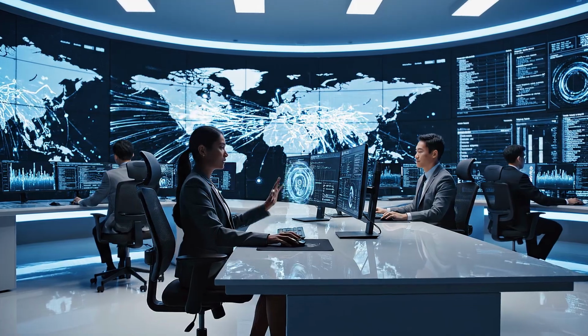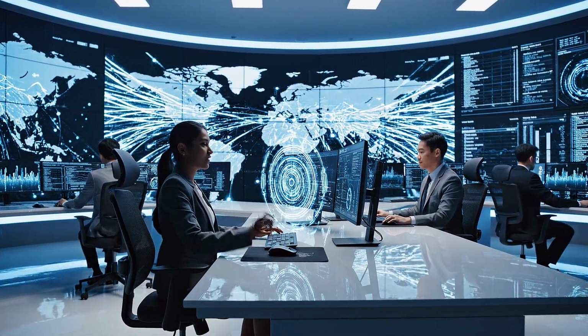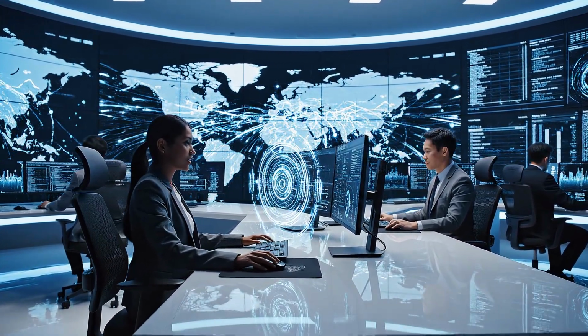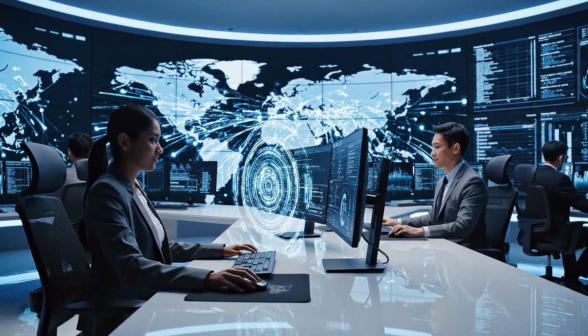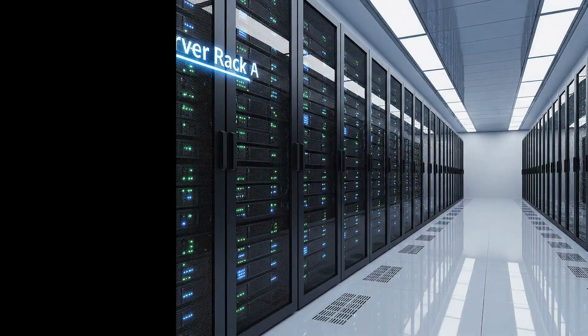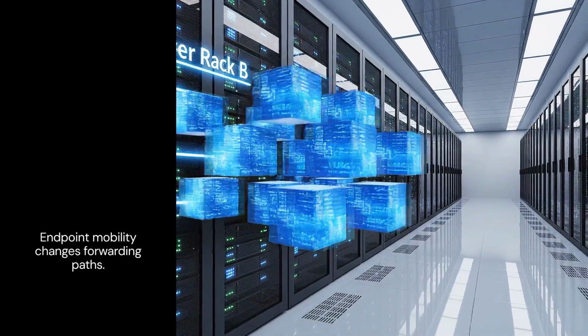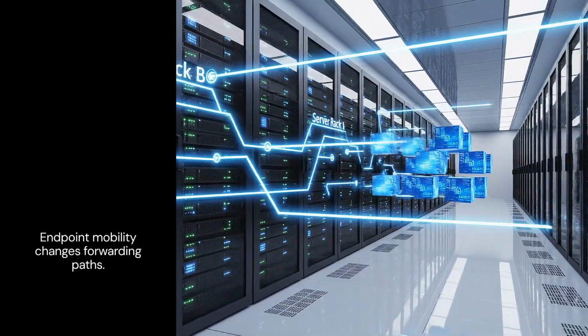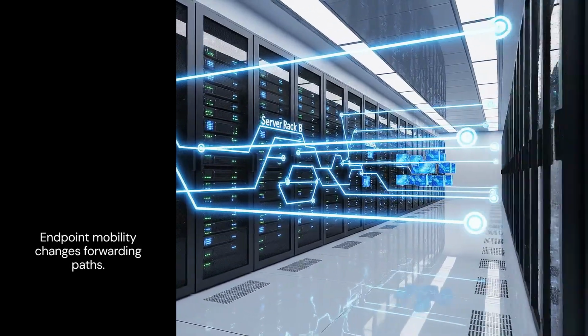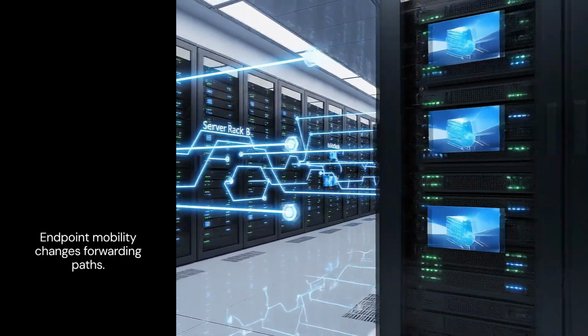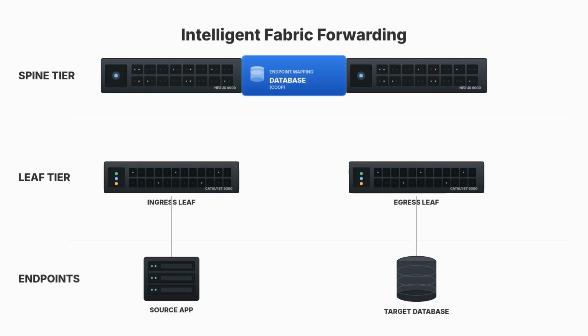If that endpoint moves, the fabric updates its views so traffic goes to the new attachment point, not the old one. That's why endpoint mobility matters in modern data centers. Workloads don't stay tied to one switch port forever. Conceptually, the fabric keeps a distributed endpoint location map, so ingress leaves know where to steer traffic next.